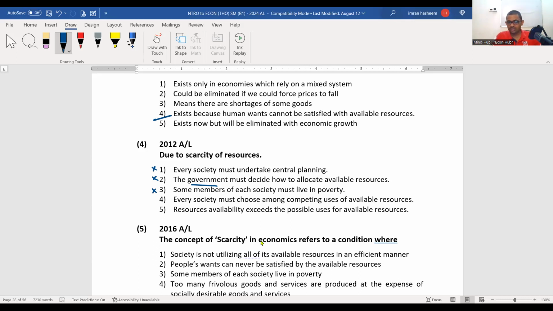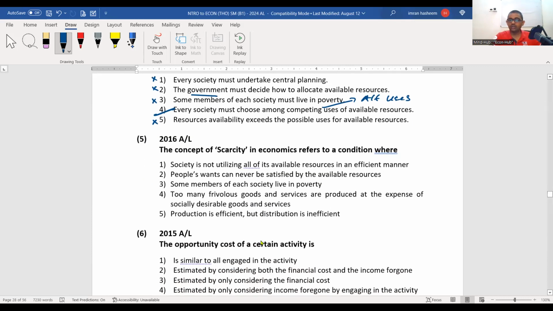Every society must choose among competing users. Competing users, remember, what is competing users? Alternative users of available resources. I think that's correct. Resource availability exceeds the possible users of available resources. My God, that will be utopian or a paradise to live in, because there is no scarcity there. So this is wrong. This is fundamentally wrong. So correct answer is number 4.